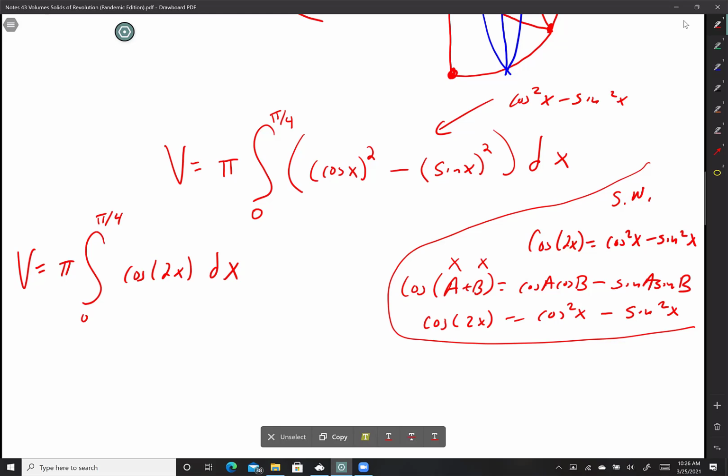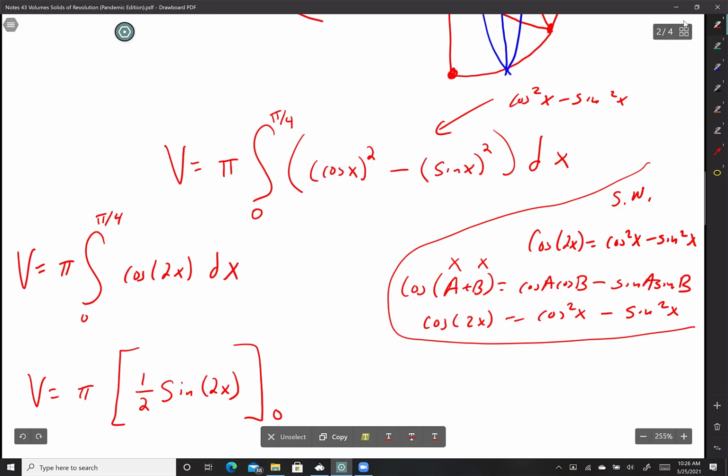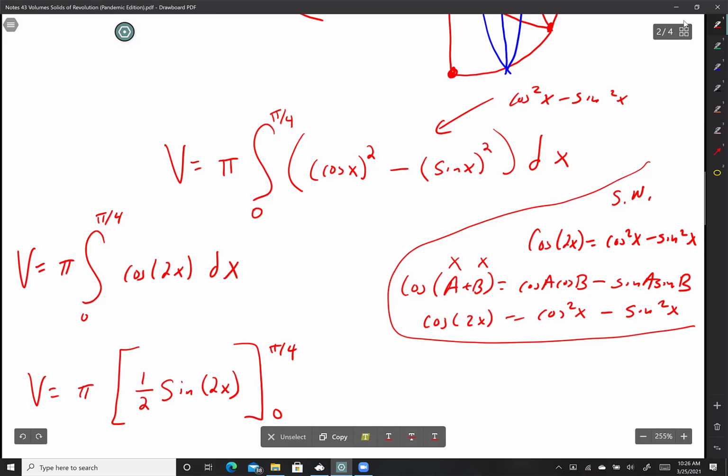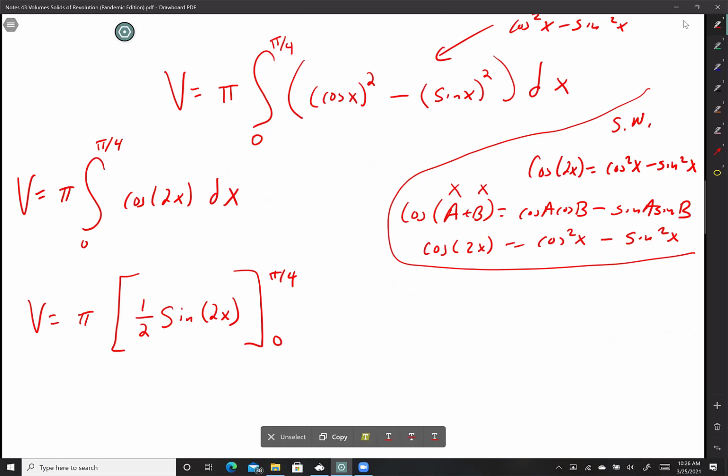Let's see. Volume equals pi on the outside, bracket, antiderivative of cosine is sine. So I'm going to write sine 2x. If I were to do the derivative, I would have a 2 in the front. I don't have a 2 in the front, so that means I have to have a half. Close it up, 0 to pi over 4. You can include half on both of them, but I'm just going to factor it out. Pi over 2, bracket, sine, parenthesis, 2 times pi over 4, close, close.